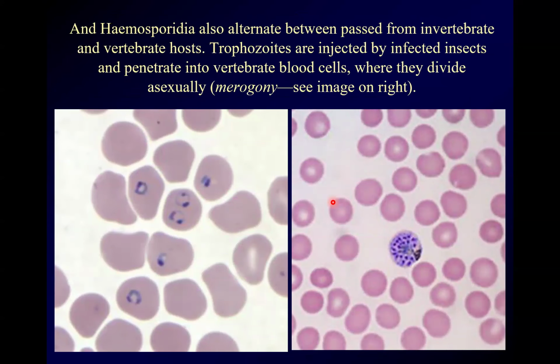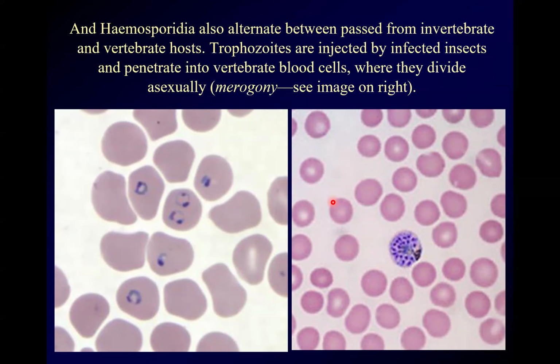And finally, Hemosporidia is the group that includes the malaria parasites. They also will alternate between a generation in a blood-sucking invertebrate, in this case, a mosquito, and they'll reproduce sexually inside the mosquito. And then they will be introduced into a vertebrate host, in this case, a human, by a mosquito bite, and they'll go through rounds of asexual reproduction in the vertebrate host.